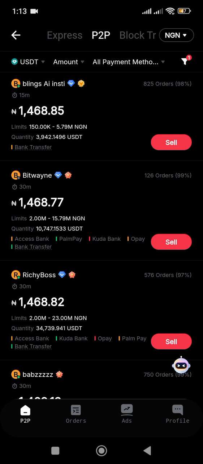So if you don't understand it, or if you have any more questions on this, you can ask. Like I said, I will still need to take time and teach you how to spot scam ads on P2P, how to identify scammers, because there are scammers on P2P trade. How to know those that are out to scam people.